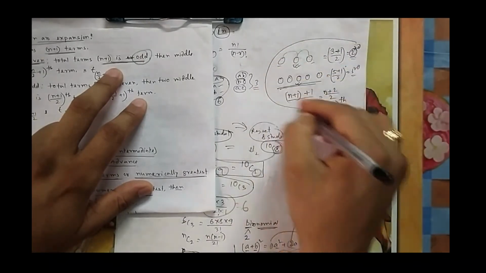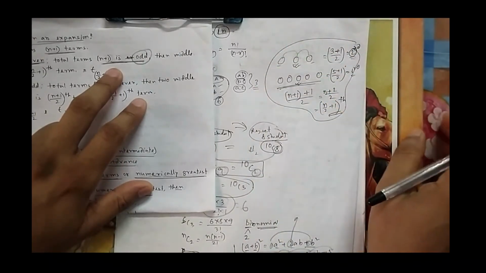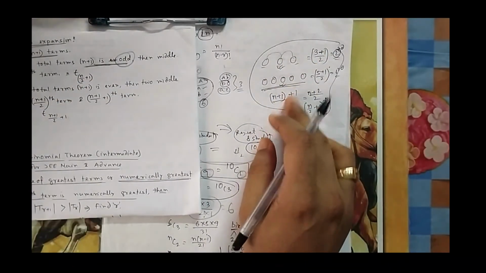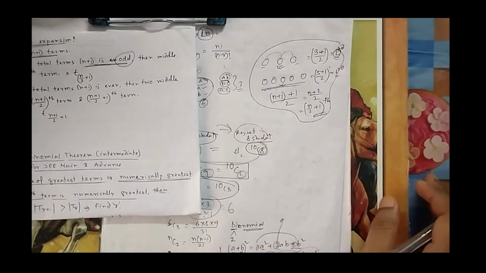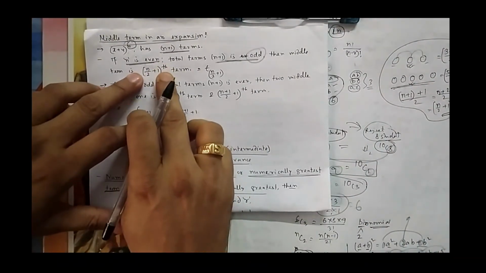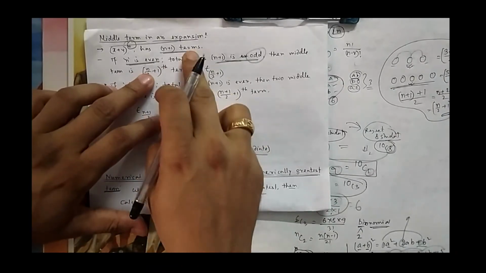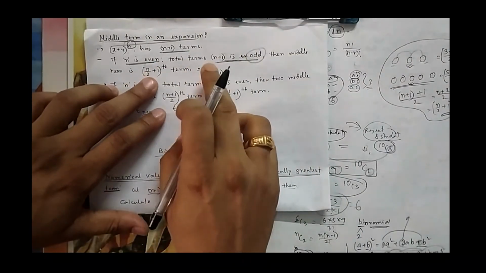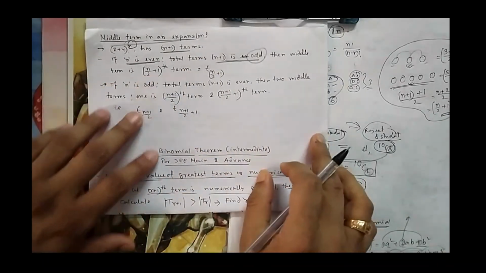If you can remember this logic, then there is no need to remember this formula also. You can derive it on your own anytime, and apply it anywhere. So you should remember where this concept is coming from. So what is the middle term? The middle term is the n by 2 plus 1th term. So if they want us to find the middle term, we will calculate this term and give the answer. And we can directly calculate this term by using the general formula.